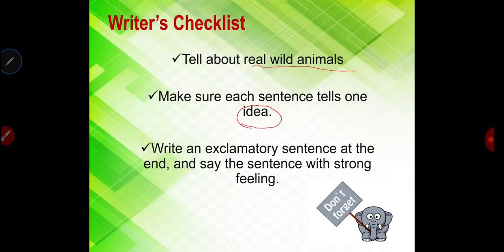Okay? Next, write an exclamatory sentence at the end and say the sentence with strong feeling. So remember that in brief composition, you have to write the correct punctuation mark. So if it has a strong feeling, you have to use the exclamation point. All good? So these are the writer's guide.